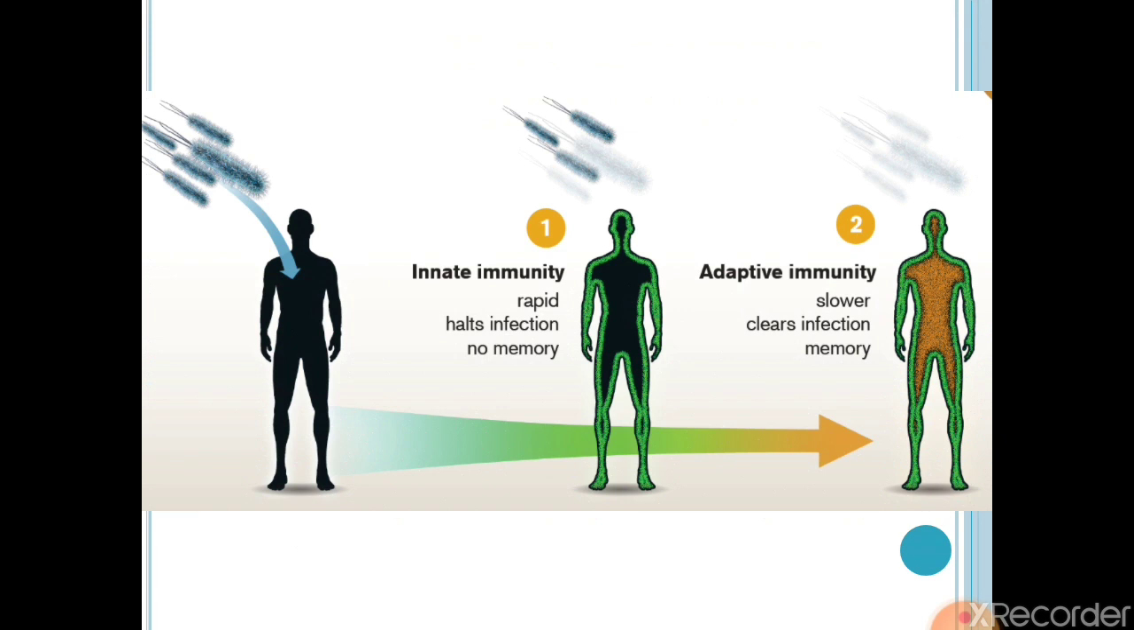Now, immunity can be of two types: innate immunity, which has the feature of rapidity, that it is a rapid, quick response, and therefore it is a generalized kind of immunity which will halt the infection, but it has no memory. On the other hand, the second type is adaptive or acquired immunity, although it is a slower or delayed response, but it clears the infection and it has a memory for the future also.